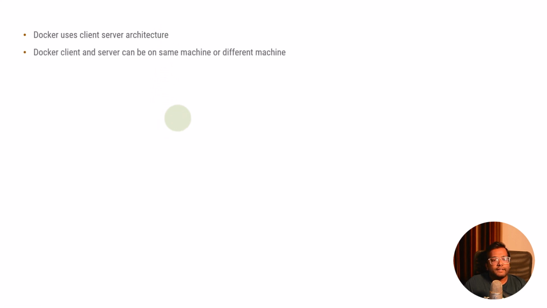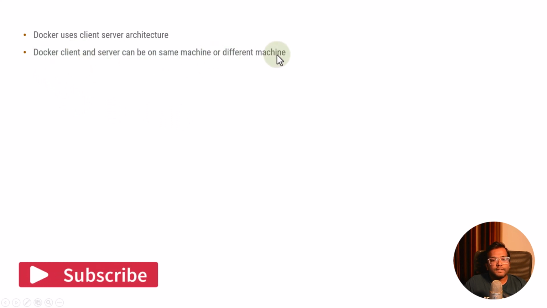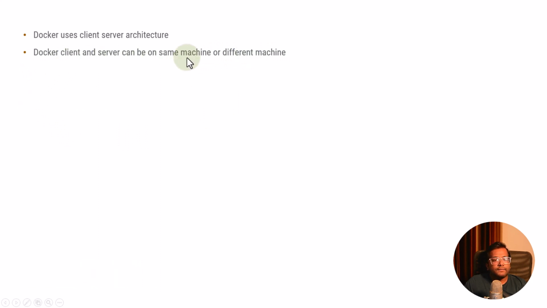If we talk about the Docker architecture, then Docker uses a client and server architecture. There is a client and there is a server, and they communicate with each other to facilitate the functionalities of a Docker environment. The Docker client and server can be on the same machine or on different machines. This is an important concept. Also, the Docker client and server communicate using the REST API over the Unix socket. So they use the REST protocol for the communication.